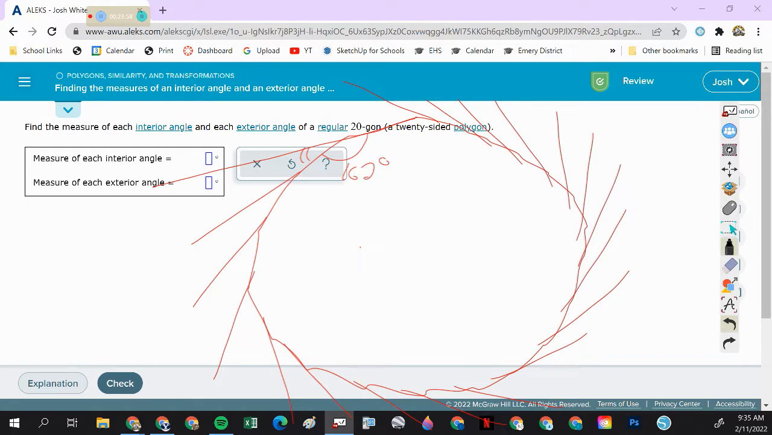Exactly. So if I wanted to know the exterior angle, I can find the interior angle and then find its linear pair. Or I can take 360 and divide it by 20, and I get 18. Okay?